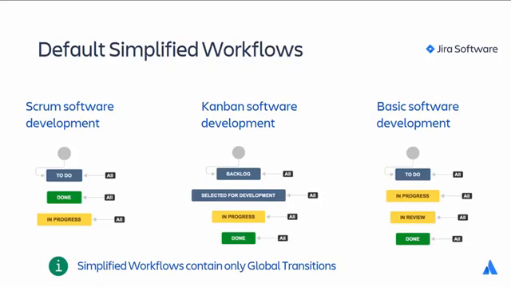Shown here are the default workflows for software project types, which use the simplified workflow by default. They all use global transitions, which allow any status in a workflow to transition to any other status. And developers can freely drag issues between columns on a board. The black label which reads "all" beside each status indicates that it is a global transition. The simplified workflow is easy to work with, but can only be used if a board represents a single project.